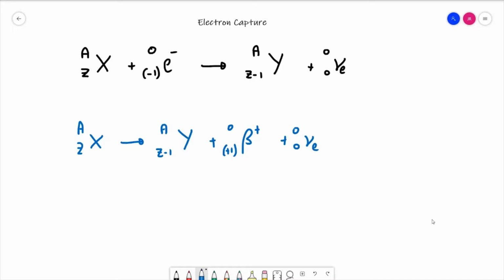The mode is ever so slightly different. Instead of a beta plus particle, a positron being emitted, an electron is captured, an electron is absorbed. But the final product from the nucleus point of view, as you can see, is exactly the same. And therefore, if electron capture occurs, it will have exactly the same effect on an NZ graph as beta plus decay.